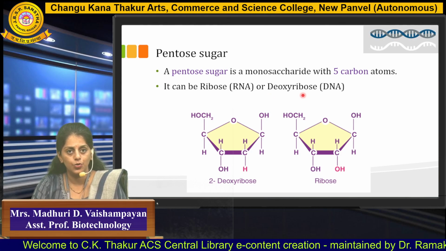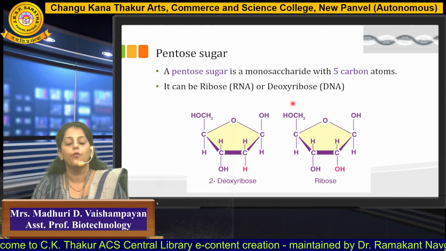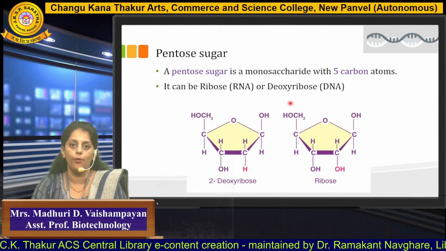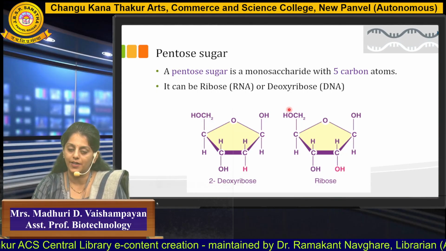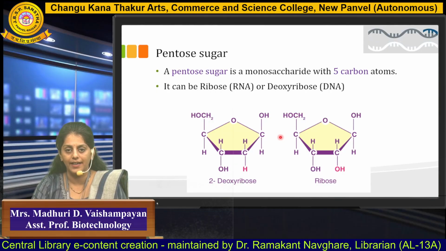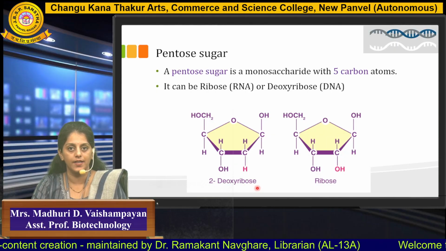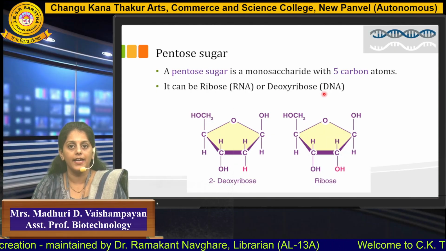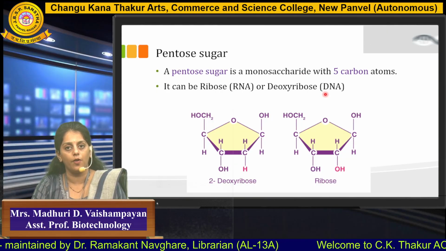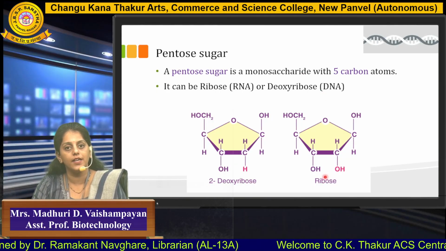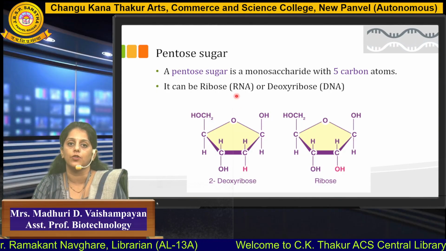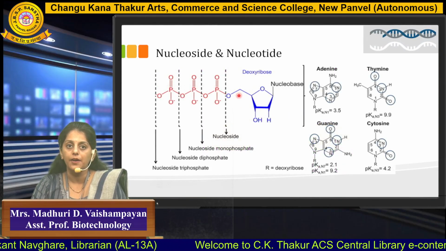This pentose sugar plays a very important role in deciding whether this is DNA or RNA. Why am I saying so? Because if the deoxyribose sugar is present, it is involved in the structure of DNA, and if ribose sugar is present, it is involved in the formation of the structure of the RNA molecule.